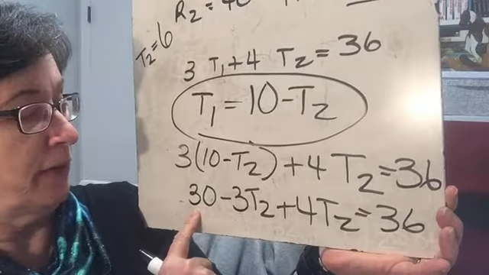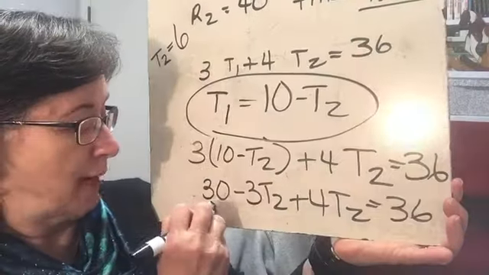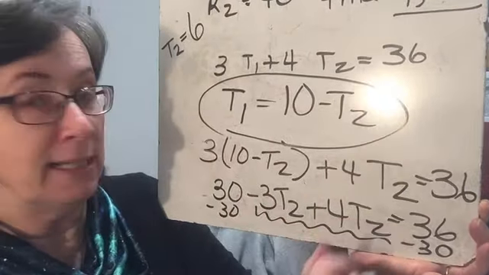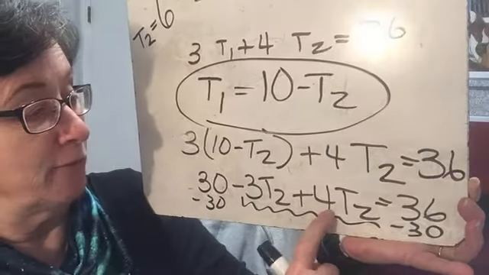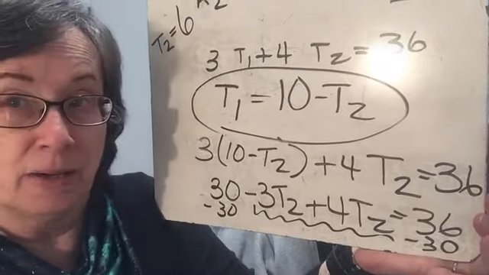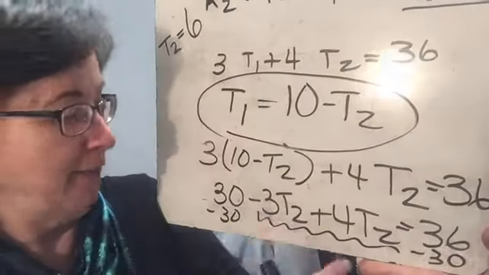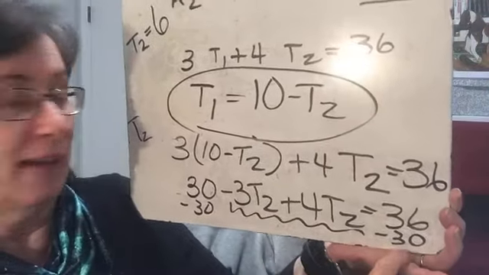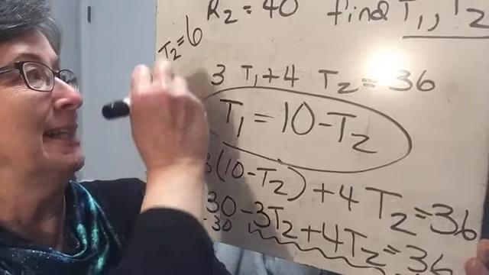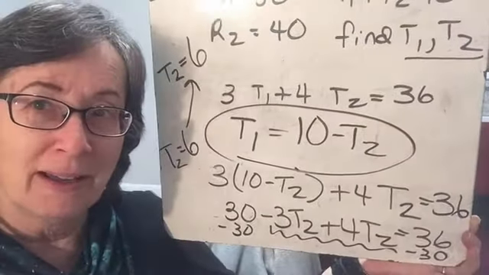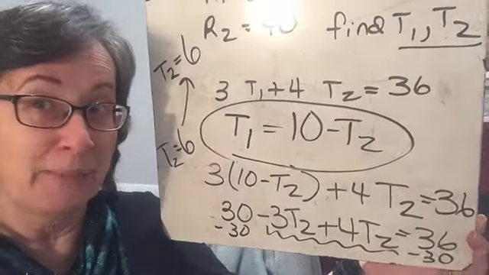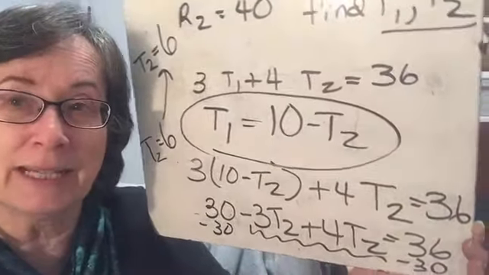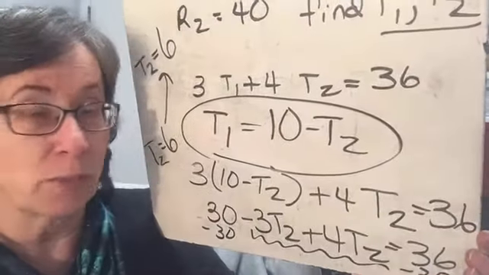So now I've got a 30 over here and a 36. So what if I just subtract a 30 on that side, and then I'm going to combine these two together. I'm going to get 4T2 minus 3T2, which is 1T2. So on the left, I have T2, and on the right, I have 6. Now, isn't that what I came up with before when I used elimination? I got T2 as 6 with elimination, and I got T2 as 6 doing it with substitution. So it really doesn't matter which one you use.